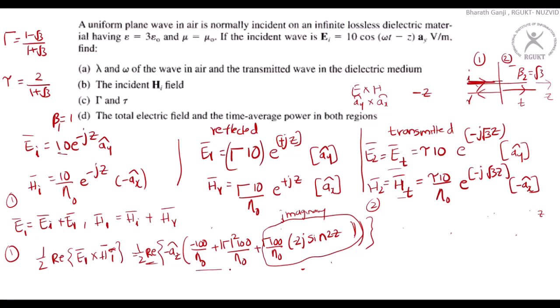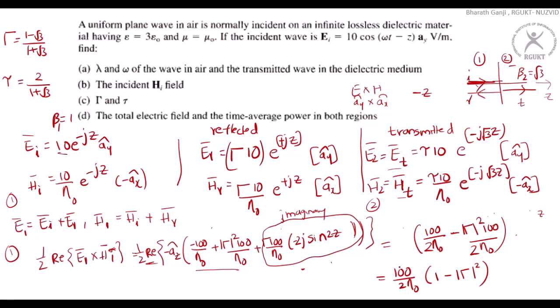So whatever the real part is, this is your real part. If I take only the real part, I am left with half times of minus of minus, it goes to plus. I can say that this is 100 by eta naught, minus reflection coefficient square into 100 by eta naught. If I take this 2 also inside, it is divided by 2 eta naught, or I can write it as 100 by 2 eta naught into 1 minus reflection coefficient square, which is a very interesting result.